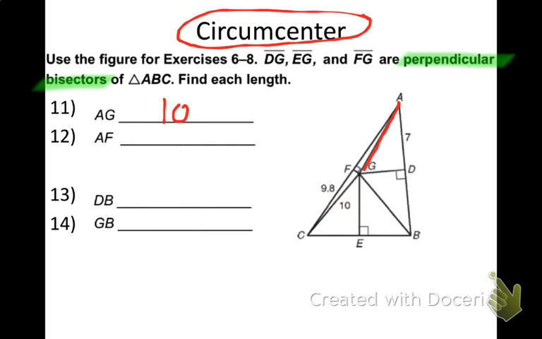Anna, AF. I want to find the distance from A to F. What do you say that is? 9.8. Nice job. How do I know that? Well, the other side is 9.8. That has to be 9.8. Nice job.